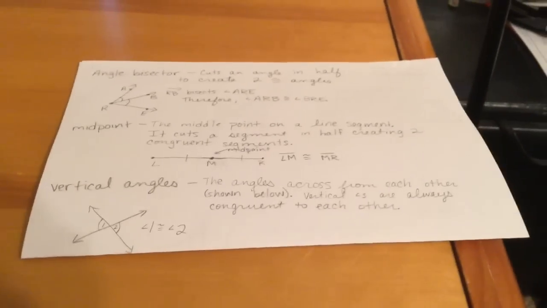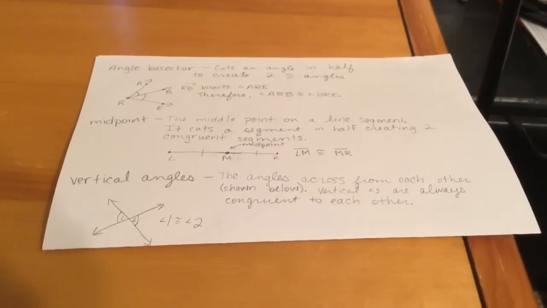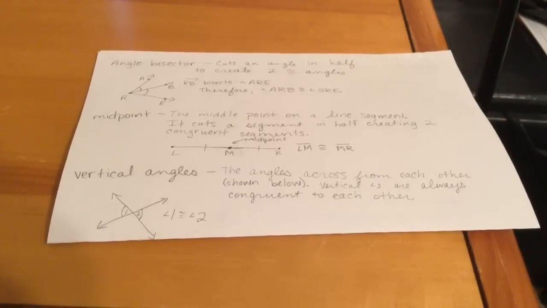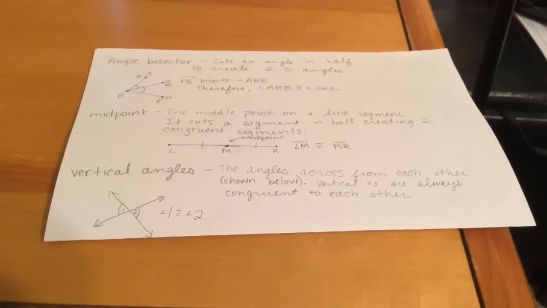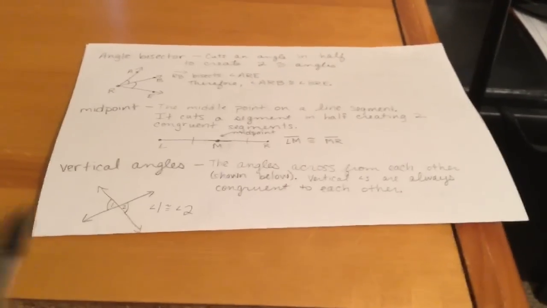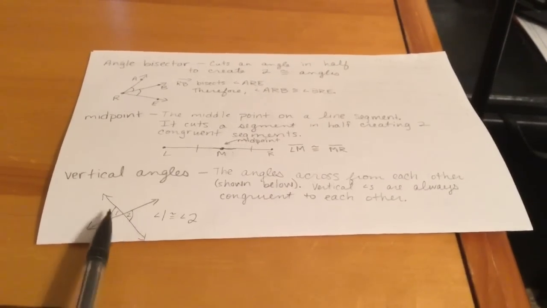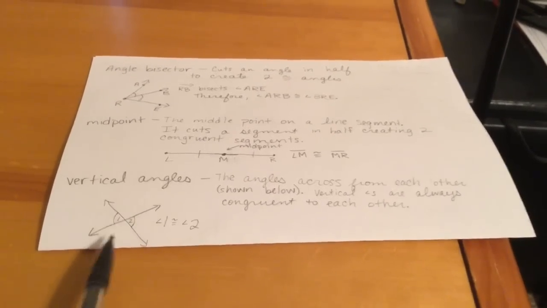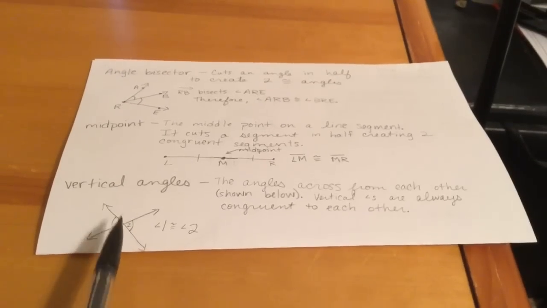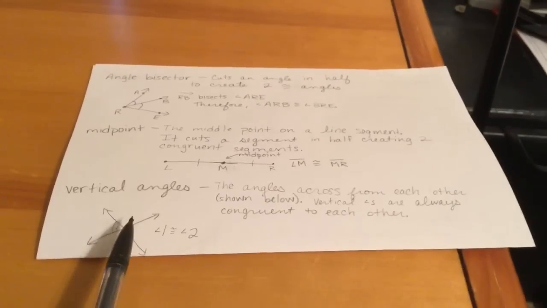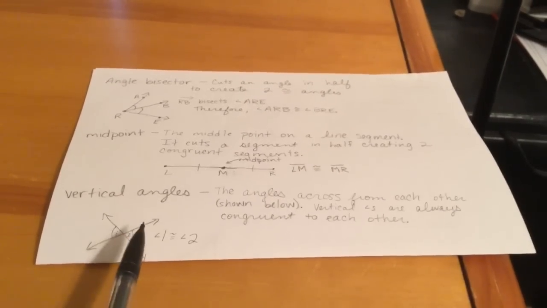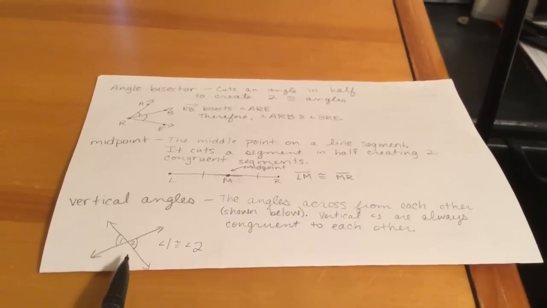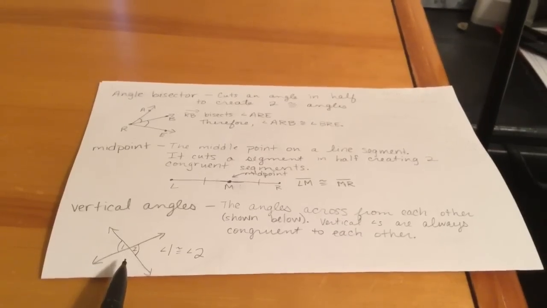Next, I have vertical angles. Okay, the angles across from each other, as you can see on this picture on the bottom left, those are vertical angles. Vertical angles are always congruent to each other. So here we have angles 1 and 2. Those are vertical angles, and they are congruent to each other. Now the top and the bottom angle, I haven't named those, but those are also vertical angles. They're also right across from each other. We have to make a perfect X if we're going to look at vertical angles. So those are also congruent to each other.